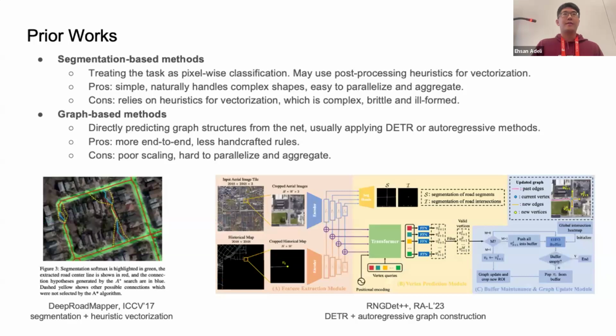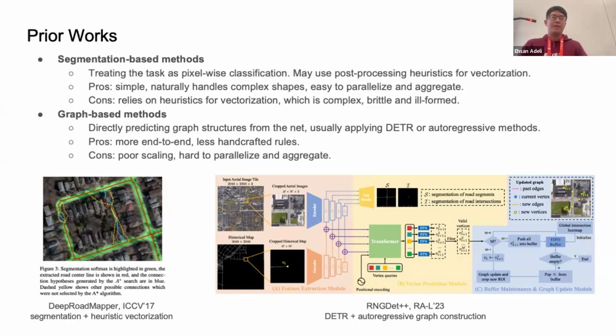So some prior works on the topic of predicting road network graphs. These works can be roughly divided into two categories. The first one is the segmentation-based method, which is basically treating the task as pixel-wise classification, saying whether this pixel belongs to the road or not. And many earlier works actually just stop there and call it a day. And some follow-up works will use post-processing heuristics for vectorization to get the vectorized graph.